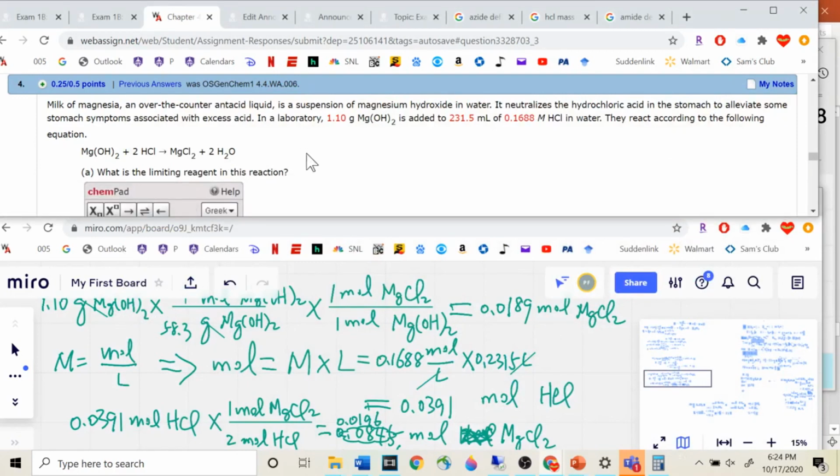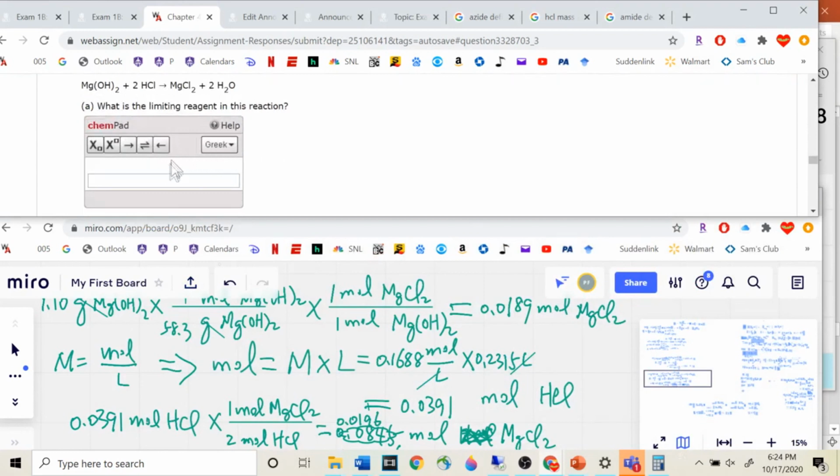So then you just need to enter Mg(OH)2 into this box.